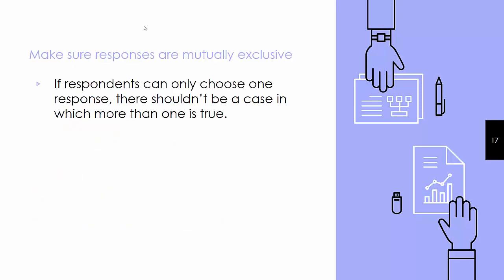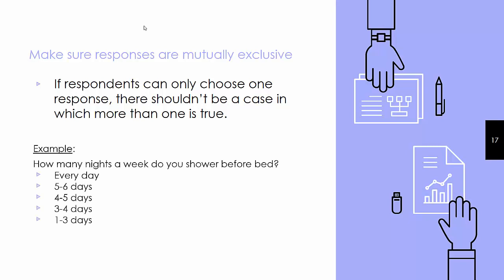Next, make sure responses are mutually exclusive. If respondents can only choose one response, there shouldn't be a case in which more than one is true. So this is a bad example. How many nights a week do you shower before bed? Every day, 5 to 6 days a week, 4 to 5 days a week, 3 to 4 days, or 1 to 3 days. What we can see here is that there's a lot of overlap. Essentially, 4 out of these 5 options have at least one day in which they overlap with one another. A good way to fix that is either you give a scale of 1 to 7 and they can answer that, or you can say under 3 days a week, 4 days or more a week, every day, or something like that. That helps them to really hone in on one answer.